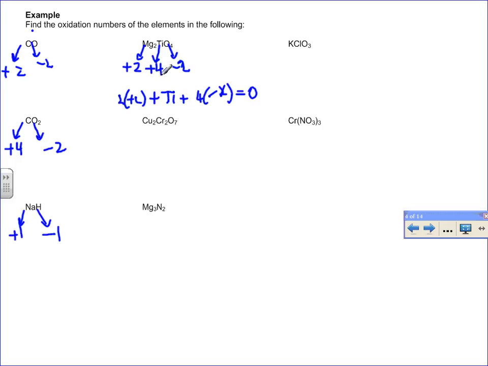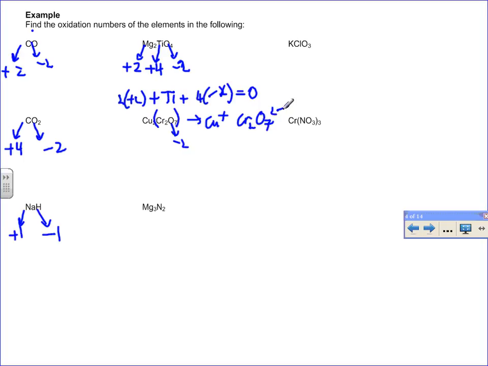With this copper dichromate, the only element that is given is oxygen. So there are different techniques for helping us when we've basically got 2 unknowns. When we've got an ionic compound, so this is an ionic compound, we can actually break it up into its ions and we can simplify the process. So this breaks up into Cu+ and Cr2O7 2-.